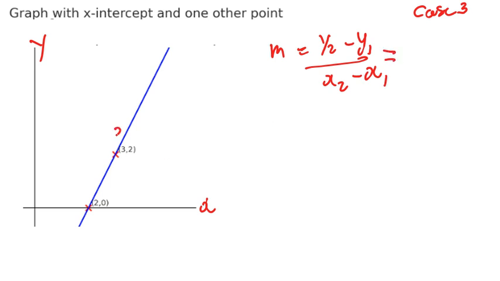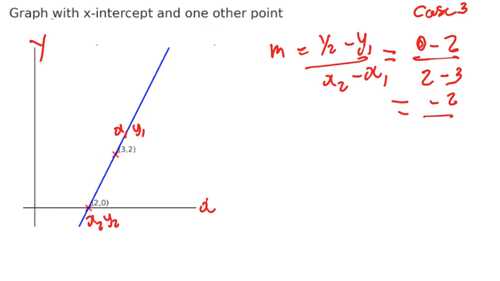So label a point x1, y1, x2, y2. Easy. y2 is 0, y1 is 2, x2 is 2, x1 is 3. And if you do this, negative 2, 2 minus 3 is negative 1, and that gives you a positive 2. Simple, right? Now, this is your gradient.